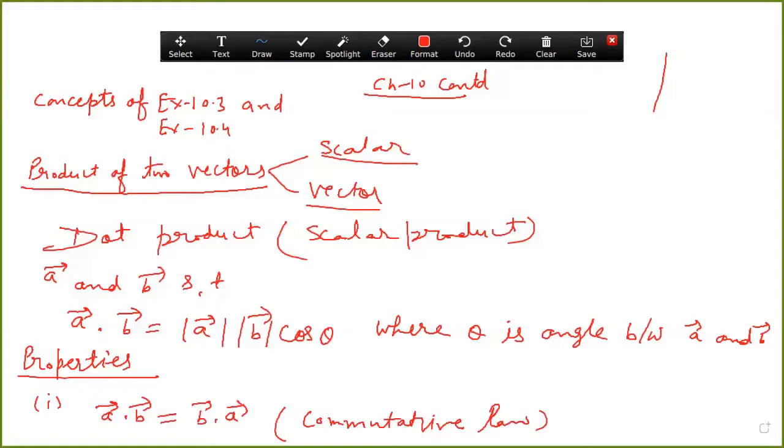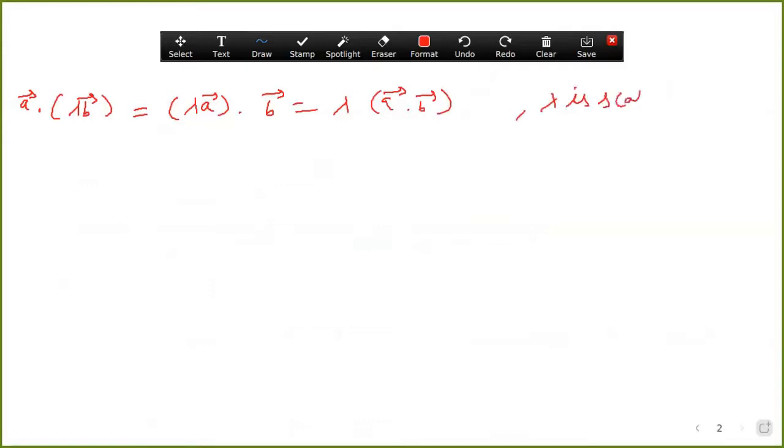Second property: A vector dot product with lambda times B vector is equal to lambda times A vector dot B vector, that is lambda times A dot B, where lambda is any scalar quantity. Maybe 2, maybe 3, minus 2, minus 3, maybe.